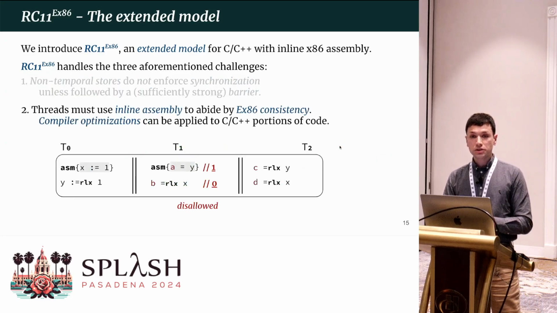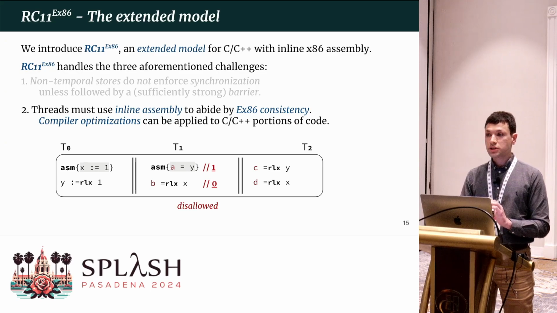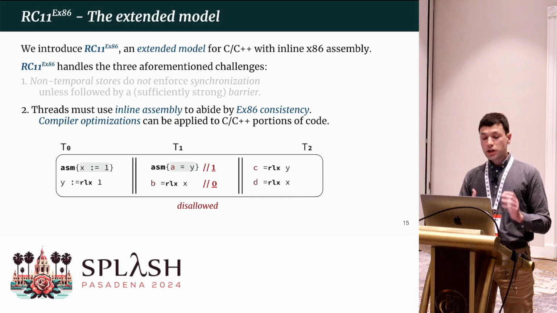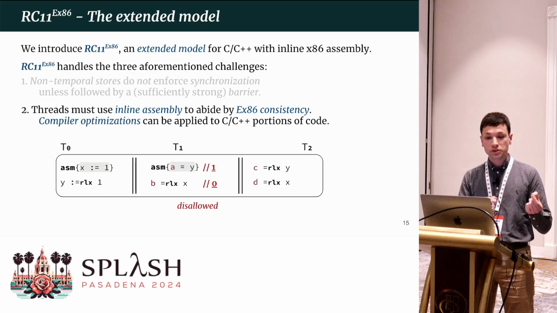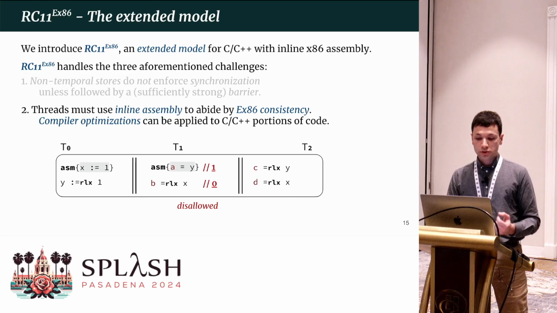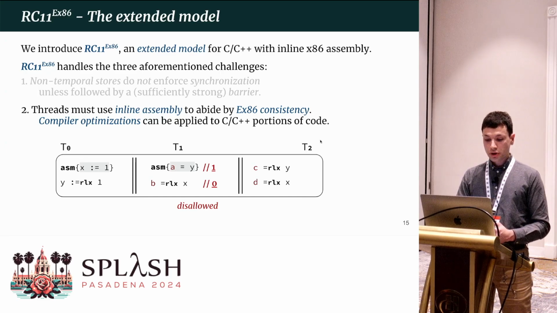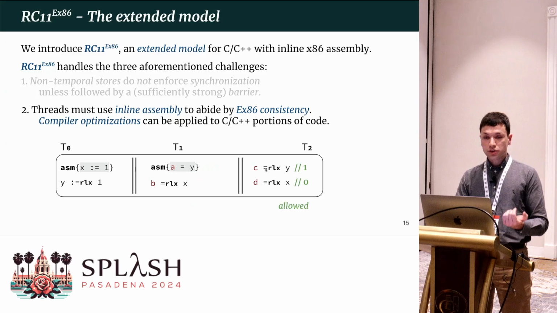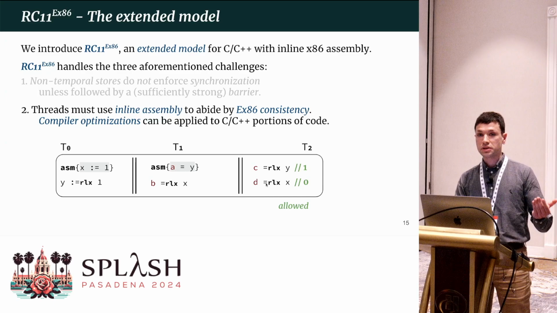The second idea to solve the problem with compiler optimizations is to enforce x86 consistency only on threads that include inline assembly blocks. That's actually a great simplification of how we formalize this idea, but it is a first simplification to understand. So here, this weak behavior would be disallowed, but because of compiler optimizations, x86 consistency would not apply to this thread, which could witness the weak behavior.